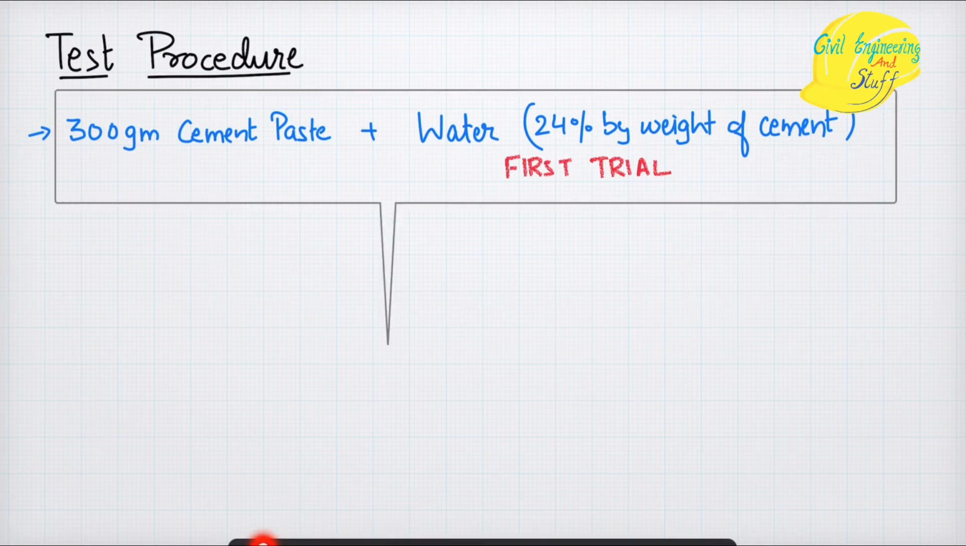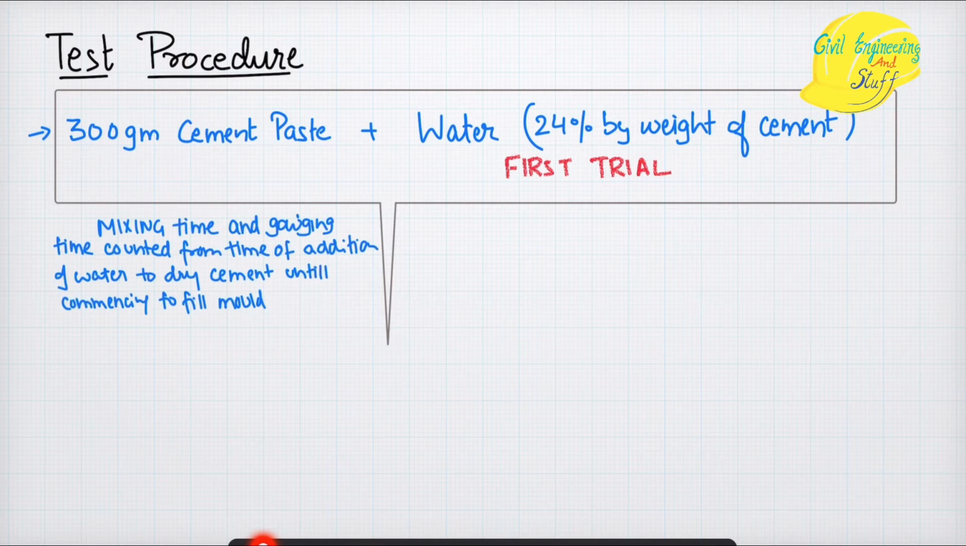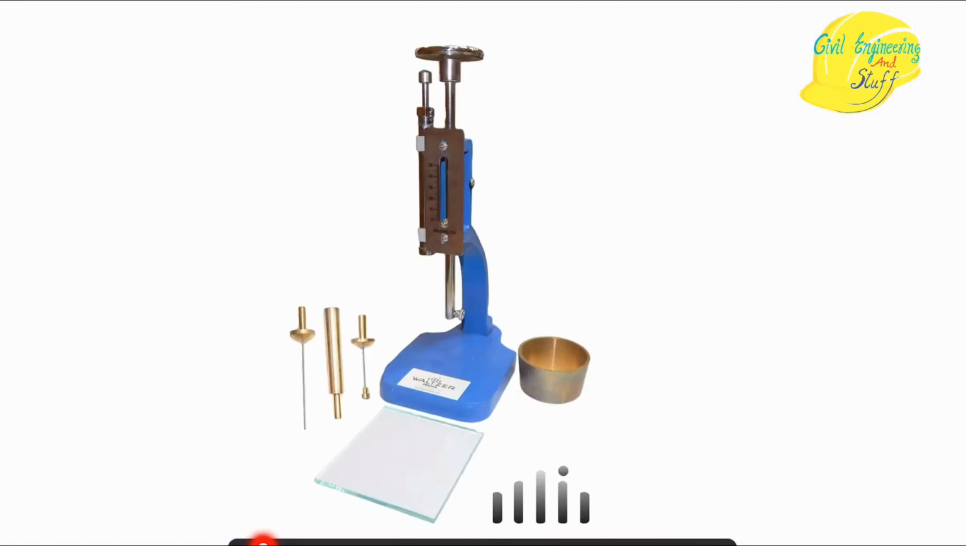So these quantities are first of all mixed. Now the mixing time and the gauging time is counted from the time of addition of water to the dry cement until commencing to fill the mold, right? This is the mold, right?